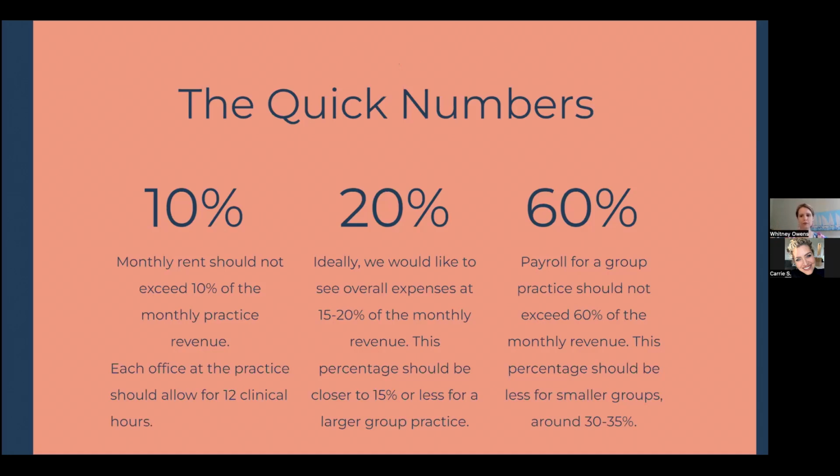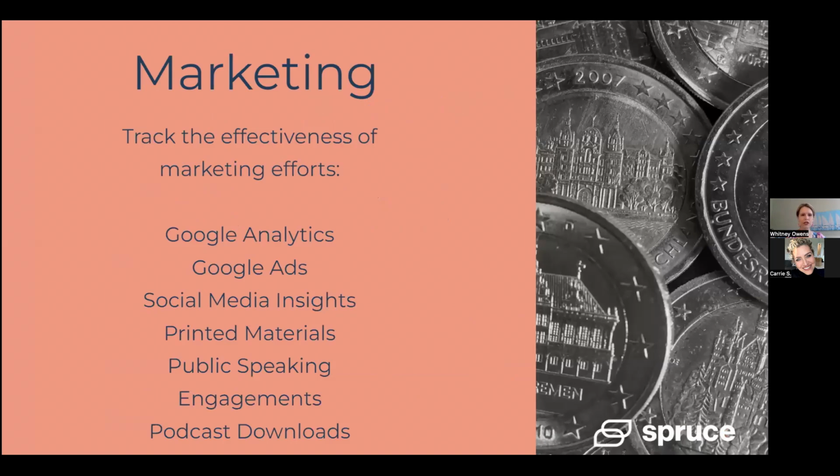And then if you're smaller, like a smaller group practice, as you're growing, you want it really to be more like 30 to 35%. And I have noticed, at least with my practice, that over time as I grew, that percentage went from 30, 35, 40, 45, and it just kind of grew over time. So there's some of your quick percentages so that you have those numbers written down.